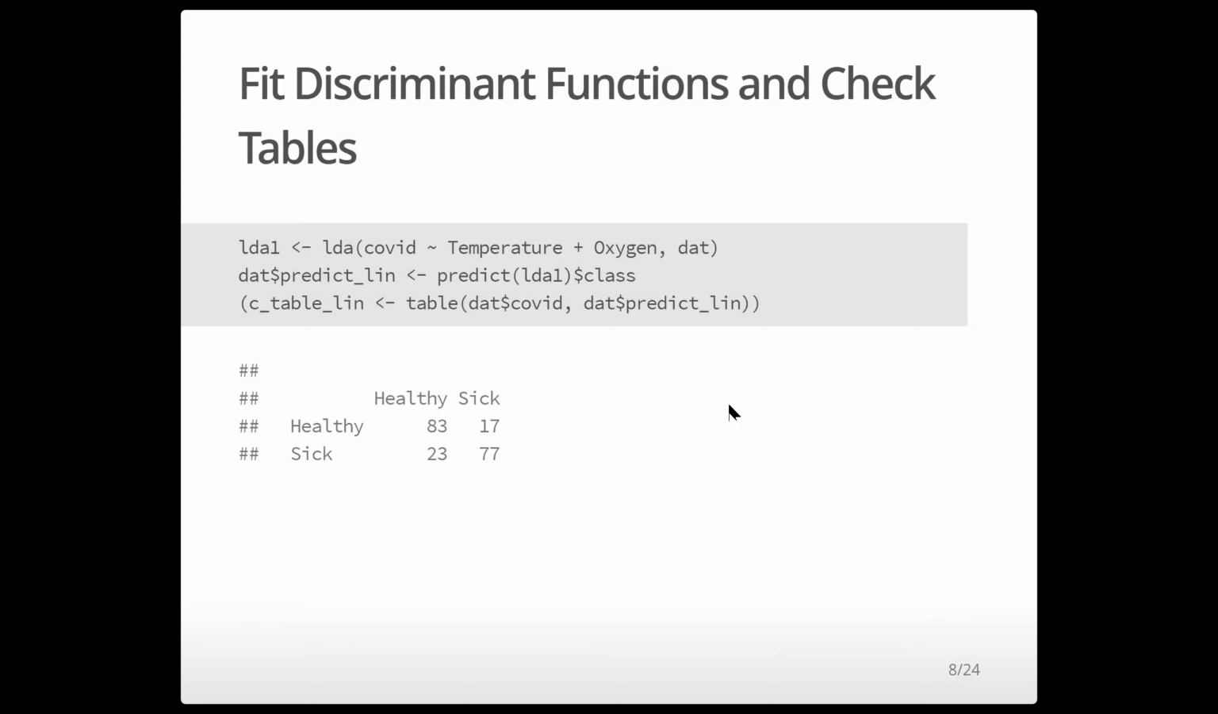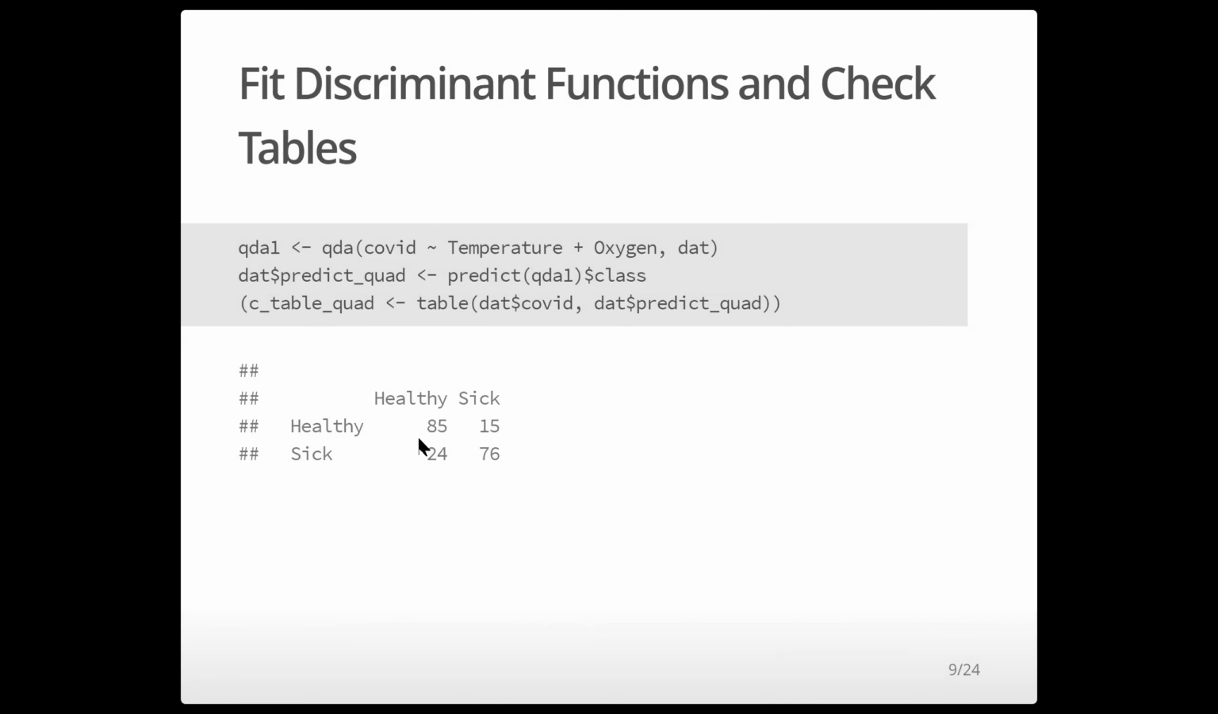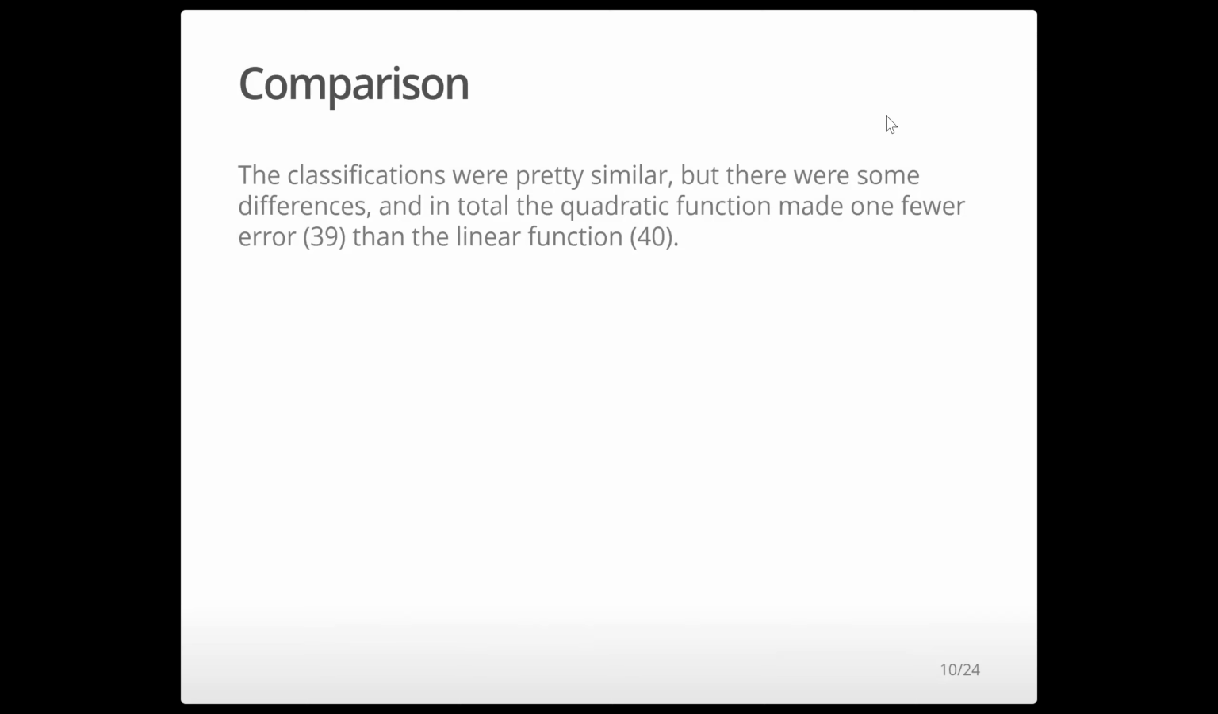So this would be the results for linear discriminant analysis. We're just using the LDA function like we used last week. The only difference for quadratic is that we use QDA instead of LDA. We can see the results here are quite similar. They're a little bit different. We only make 29 errors for quadratic and we make 30 for linear here. So the quadratic function is actually making slightly fewer errors, at least based on the data that it was fit on.